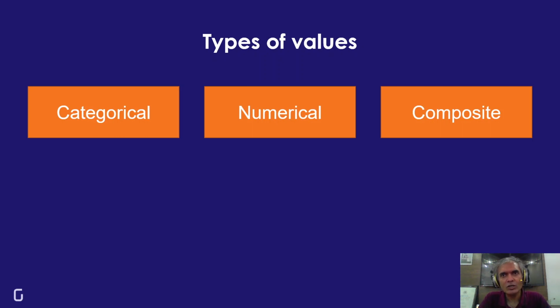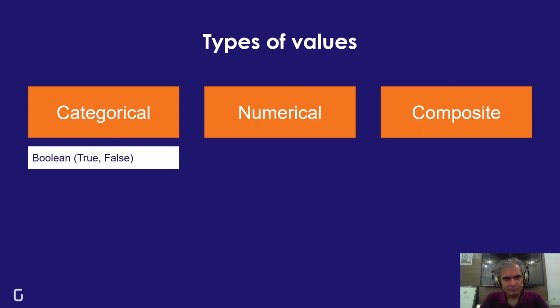The third is composite, where you have even more operations that you can perform because composite typically comprises multiple elements. For example, composites may contain an array that has a list of numerical values, or a list of numerical and a list of categorical values. Let's look at the different types of categorical values there are.